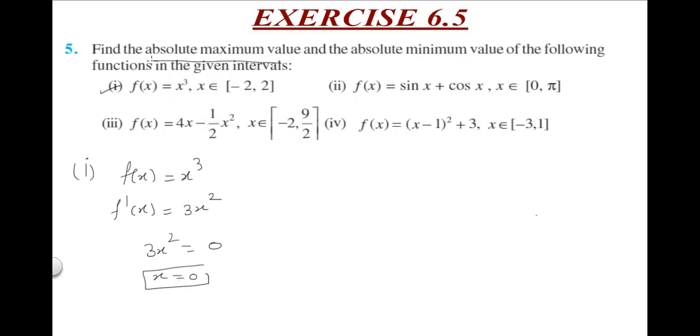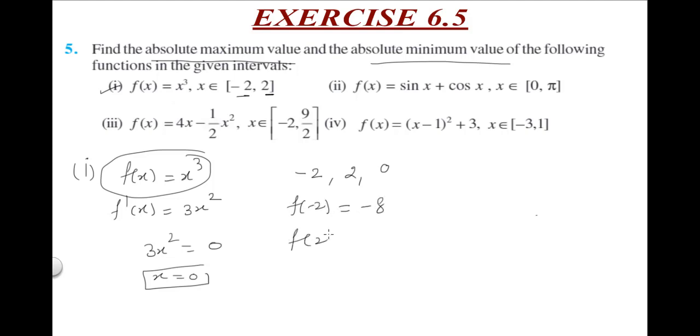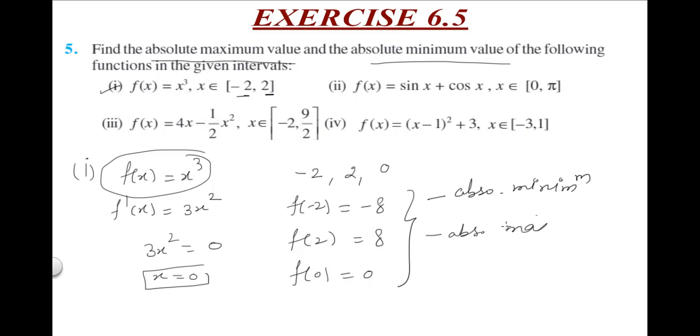So we have three values. Whenever it is written absolute maximum and absolute minimum, we check for the interval values also, that means a and b also. So we have three values, minus 2, 2 and 0. So we will find out our function value at these three values. f of minus 2 will be minus 8, f of 2 will be 8, and f of 0 will be 0. Now out of these three values, minus 8 is the absolute minimum value, right, and 8 is the absolute maximum value. Clear?